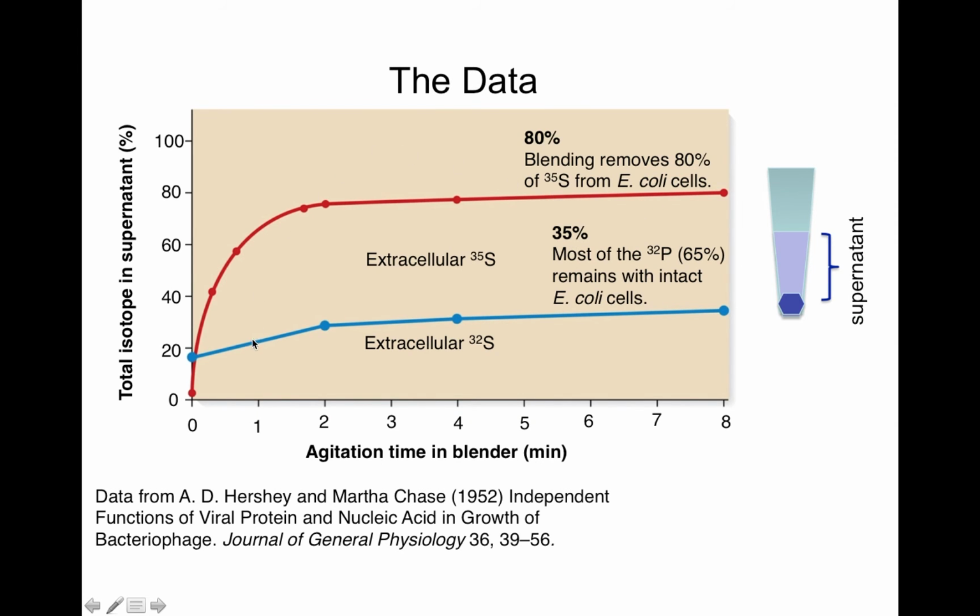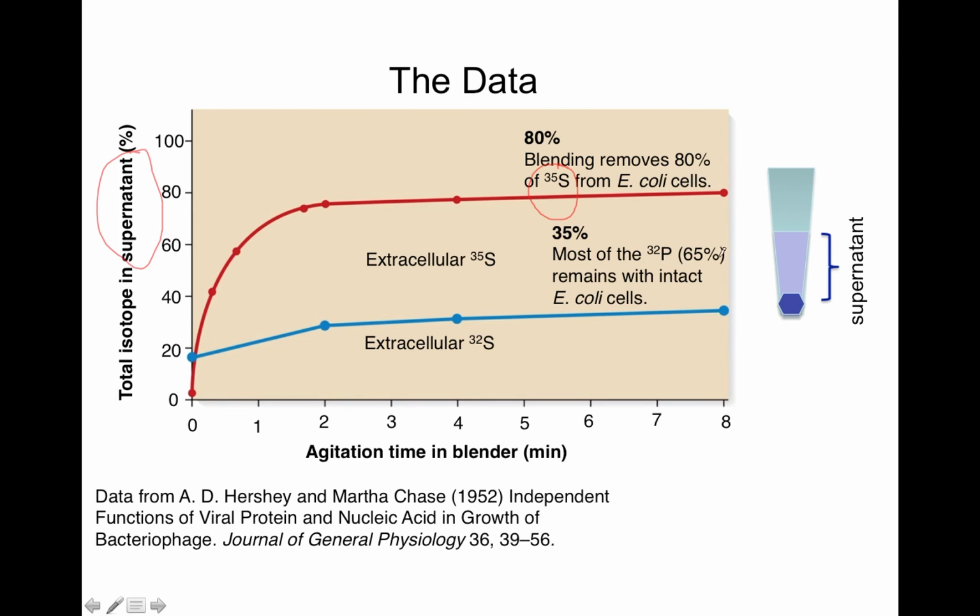So this is the data. This graph shows the amount of radioactivity just in the supernatant. Okay, so it's not looking at the pellet at all on this graph. We're just looking at the amount of radioactivity in the supernatant. Here's the supernatant. Okay, so when you label the bacteriophage with S35, which labels proteins, you find most of the radioactivity, 80% of it, at the end of this experiment, in the supernatant. Okay? But when you label it with P32, you find very little of it in the supernatant here, and most of it is in the pellet.